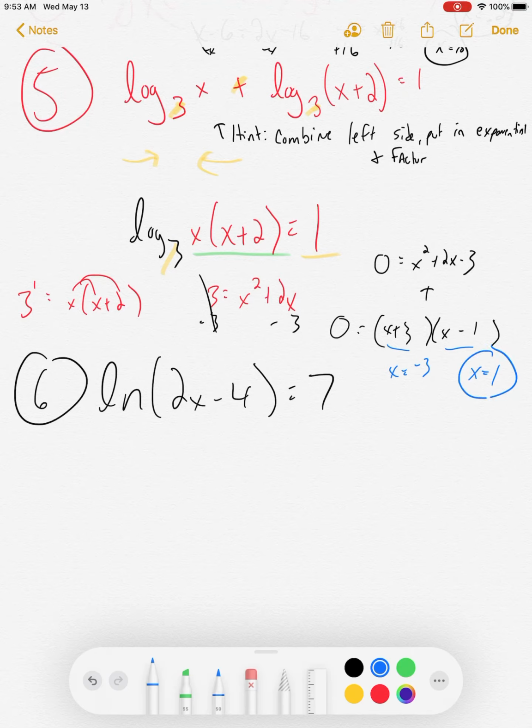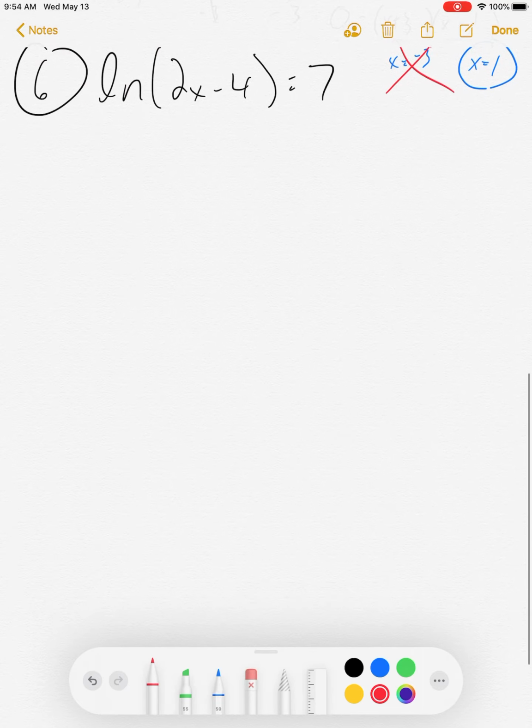However, what we need to do is check our answers because we can't have a negative log. So if I plug this in, way up here, I have log base 3 of negative 3, and that's not a thing. I cannot take the log of a negative number, so this answer does not work. Let's see what happens when I plug in 1. If I plug in 1 right here, I'd have a positive. 1 plus 2 is also a positive, so 1 works. My only answer for this problem is x equals 1.